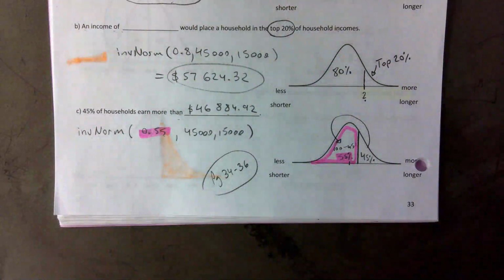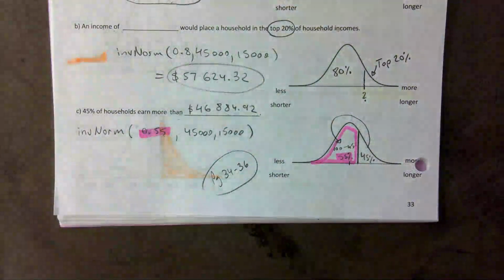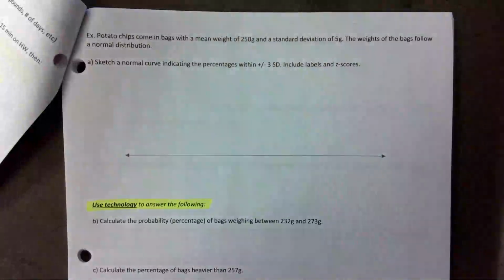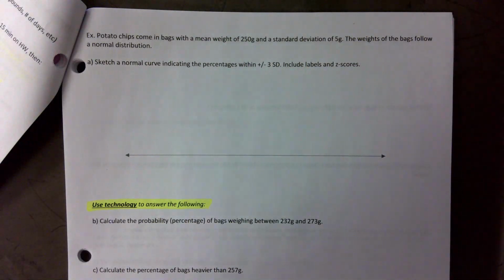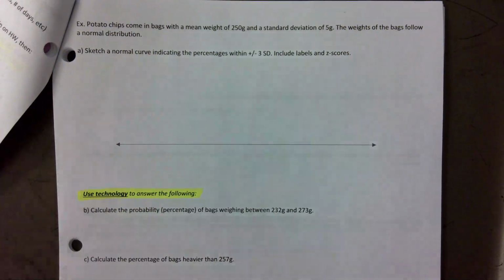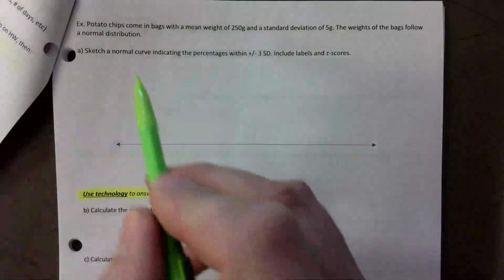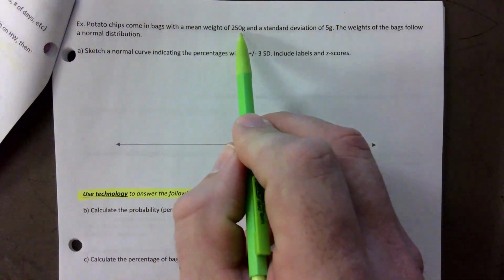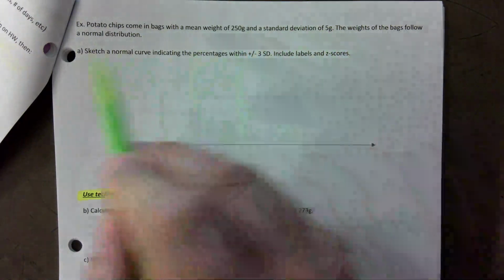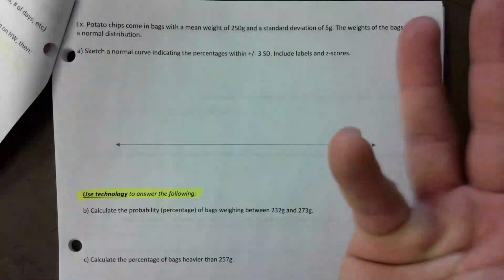Let's do page 34 because there's a few that I haven't really covered. So maybe you're not so sure how to do those. So let's go to 34. Maybe you have drawn this curve already, perhaps. But here it is. So you can't say I didn't go over this again, right? So here we go. Potato chips come in a bag with a mean of 250 grams, a standard deviation of 5. The weights of the bags follow a normal distribution. What does that mean, folks? A bell curve. That's what that means.